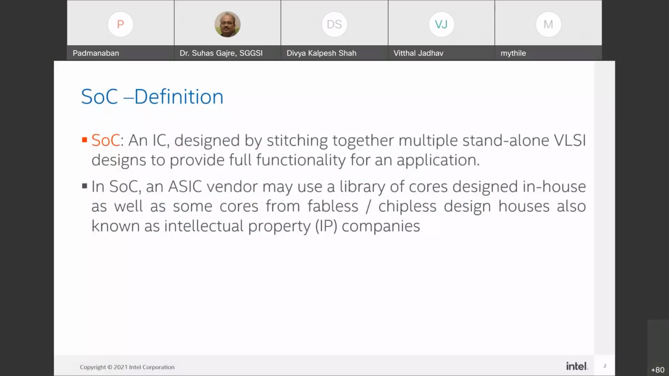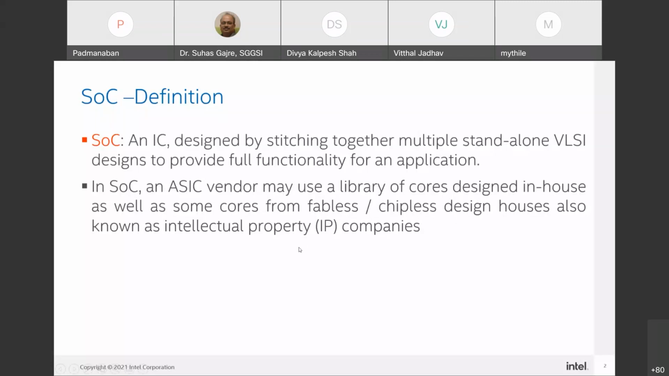When you say an IC, designed by stitching together multiple standalone VLSI designs to provide full functionality for an application. If you see here in SoC, an ASIC vendor may use a library of code designed in-house, as well as some codes from fabless or chipless design houses, also known as intellectual property companies. That's what we did with IP now.